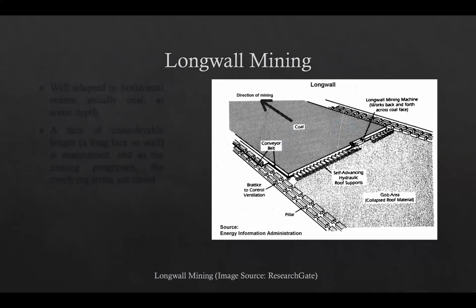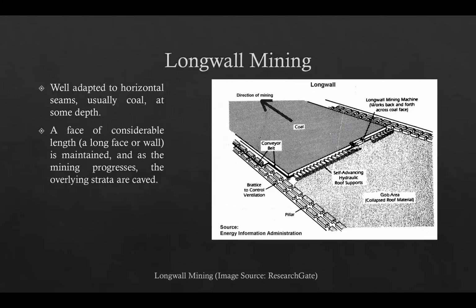Then we have the caving method, and the first one is longwall caving, which is particularly well adapted to horizontal seams, usually coal, at some depth. In this method, a face of considerable length is maintained, and as the mining progresses, the overlying strata are caved. So we have these two side openings where we have some belt conveyors, or it can be some other haulage method as well to take the material out of the mine.